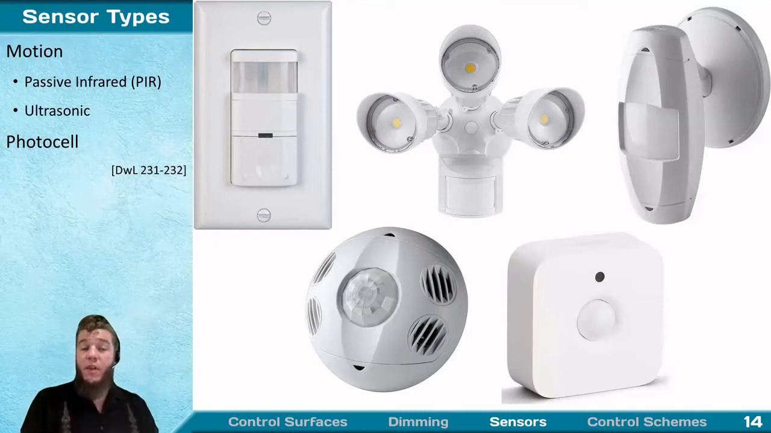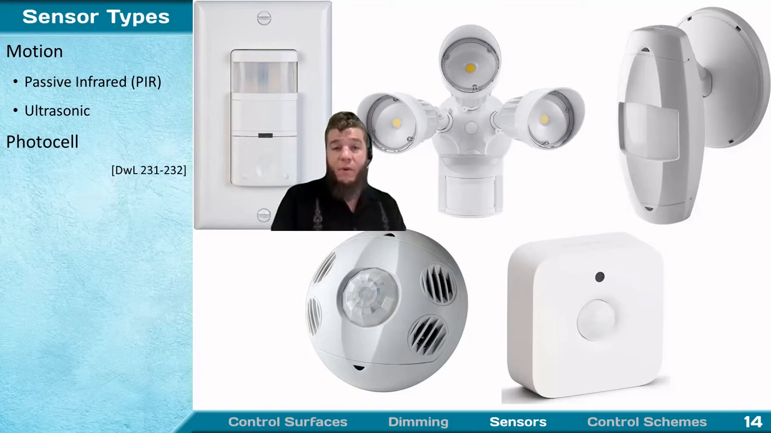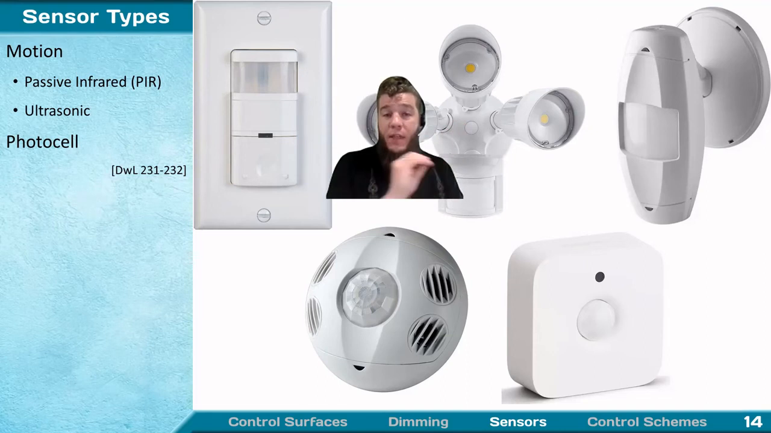And then for photocells, the main thing you want to use it for is daylight harvesting, or in the case of, say, an exterior security light like this one, you have a photocell right here at the center of that luminaire. And that photocell is basically just going to tell the luminaire, don't turn on when there's daylight.